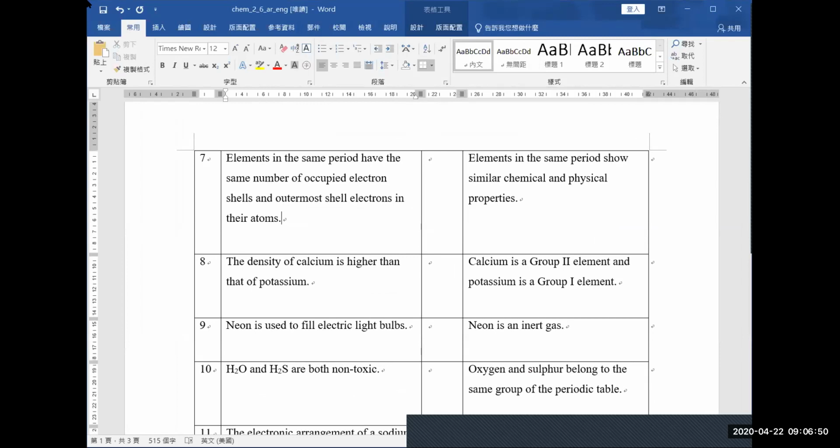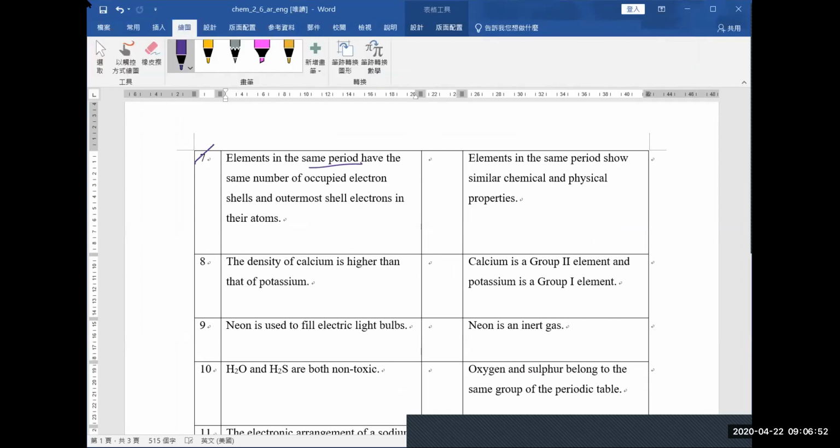Question 7. 李俊傑, tell me. Question 7. Elements in the same period have the same number of occupied electron shells and outermost shells in the atoms. Statement 2, D is D. It's not correct. Could you please correct it here? How wrong is it? The elements in the same period show similar chemical and physical properties.